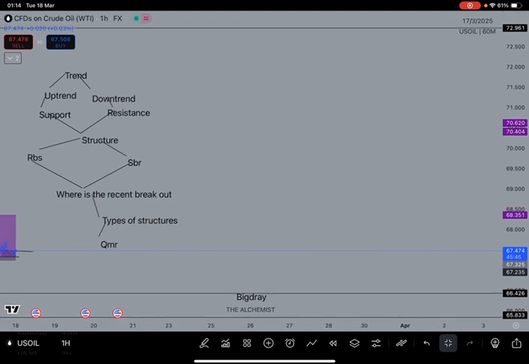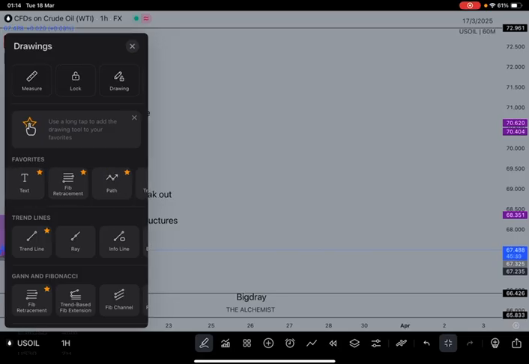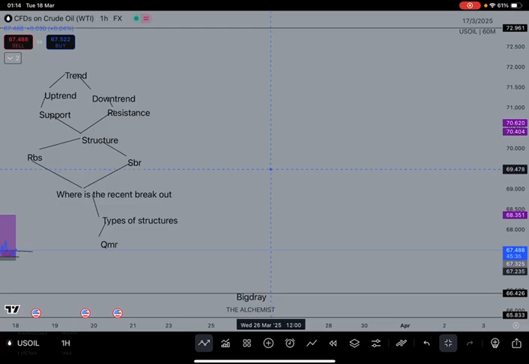So let me also show you about order blocks. What is the simple term of order block? Order block is the last candle before the market changes, the last bullish candle or bearish candle before the bullish impulsive move or bearish impulsive move. Let me explain what I mean by that.